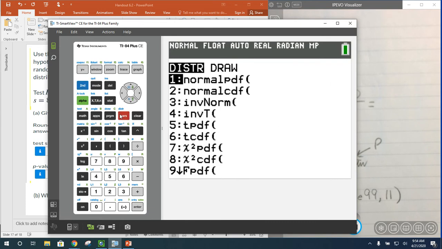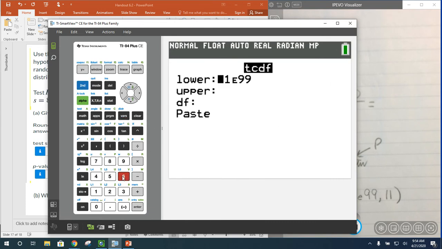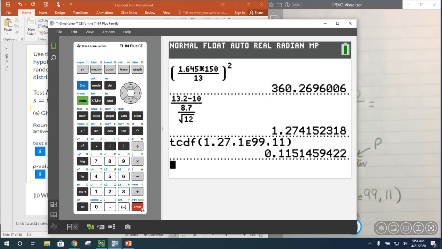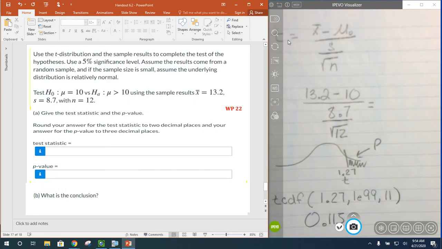We're going to go to our second FARS. This time we're going to go to number 6, TCDF. Our lower, 1.27. Our upper, 1E99. And degrees of freedom, 11. And we're going to find something at 0.115. Remember, that's our p-value for this question right here.